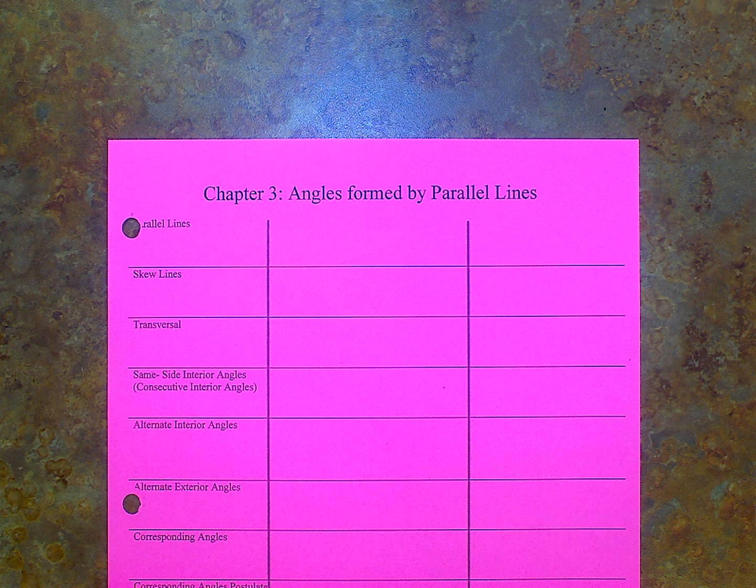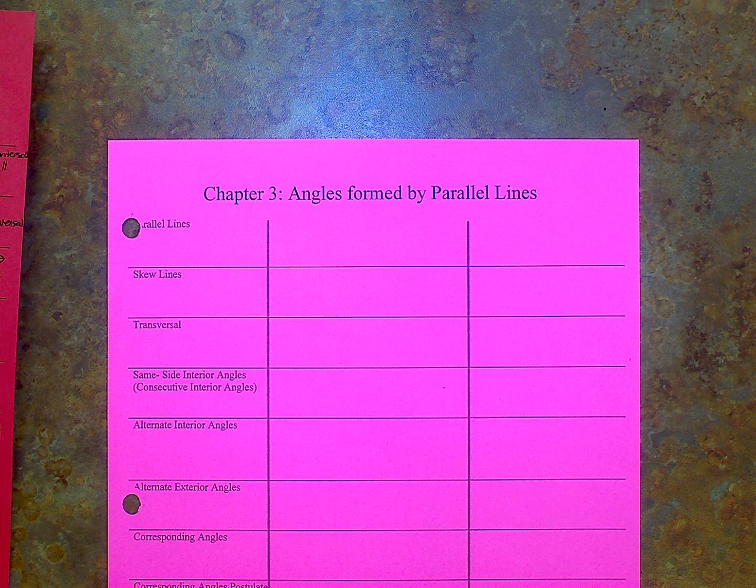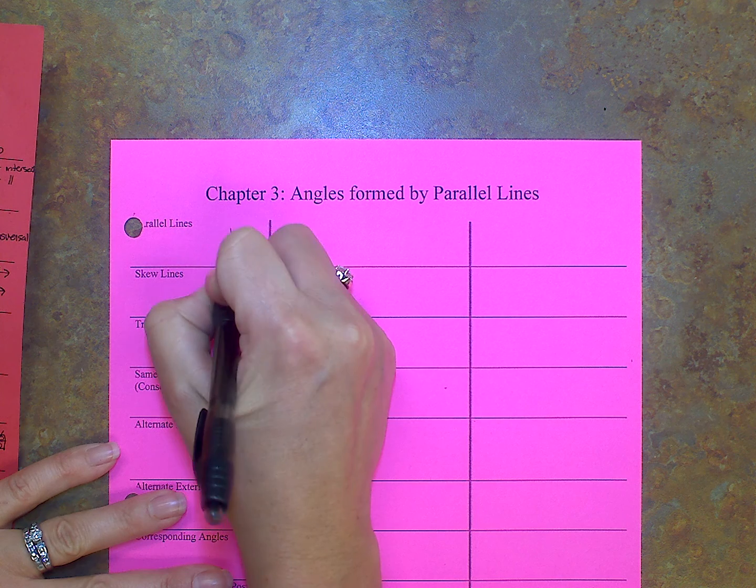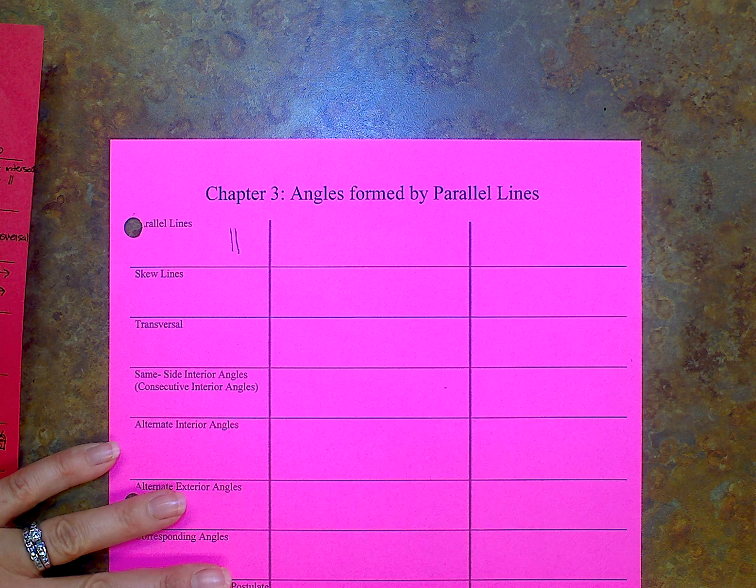Chapter 3 is all about the angles that are formed by parallel lines. So we're going to start with the vocabulary so that you can get comfortable with it. The most important thing about completing these proofs in this chapter and this unit is knowing the vocabulary. So the first word is parallel lines. The symbol we use for parallel lines is two little parallel lines.